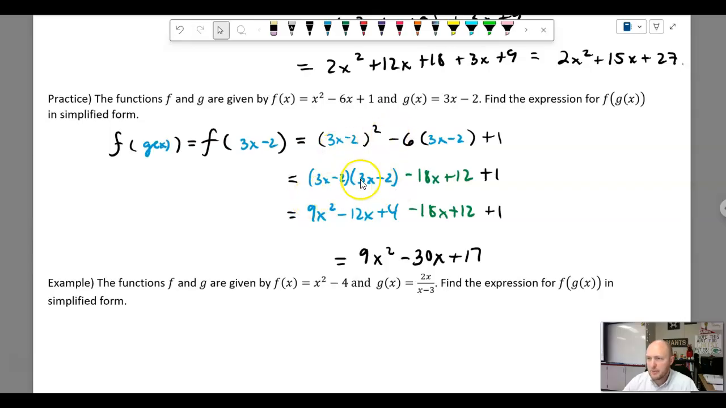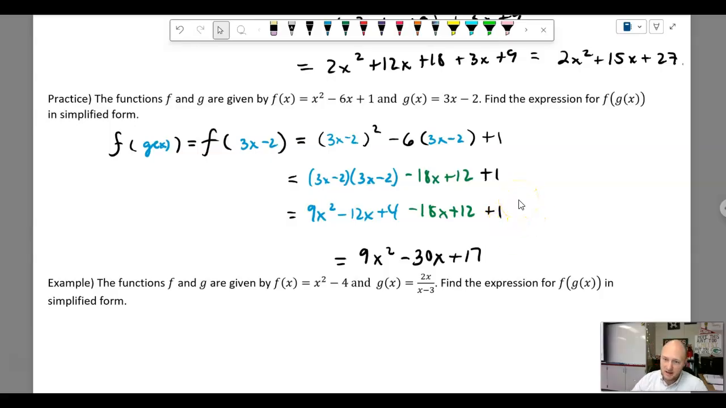We'll expand the binomial, so you can go ahead and multiply this out. 9x squared minus the 12x. 3x times negative 2 times 3x gives you negative 6x with a negative 6x to give you negative 12x. Negative 2 times negative 2 gives us positive 4. We distribute that negative 6 to give us negative 18x plus 12, and then we have that plus 1.